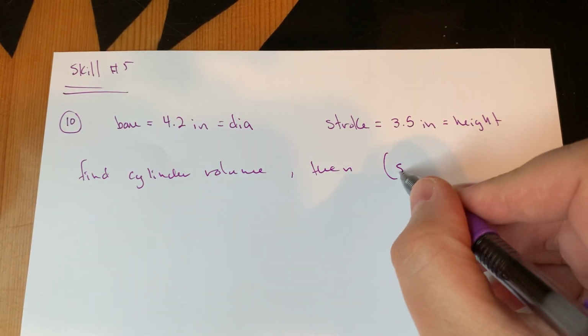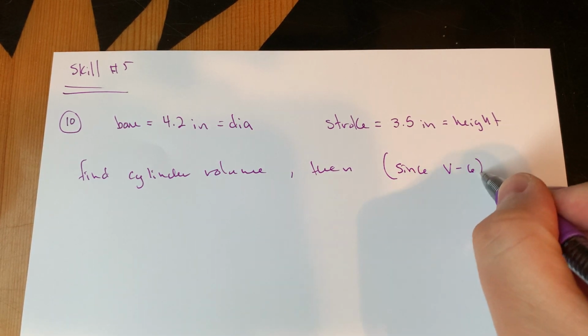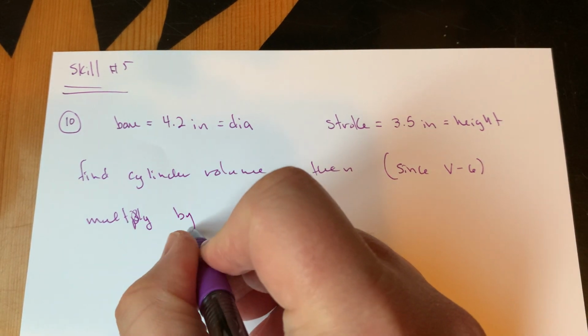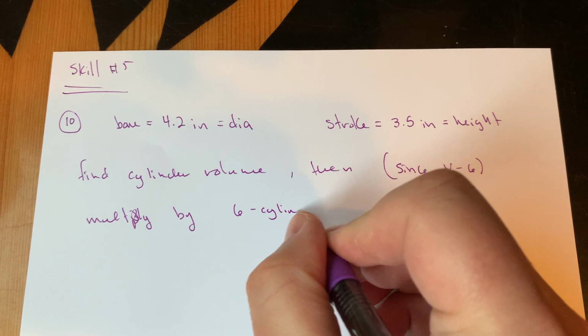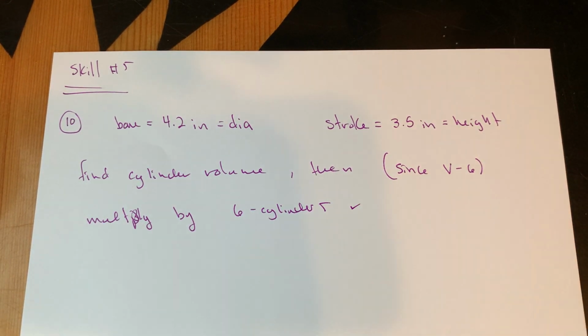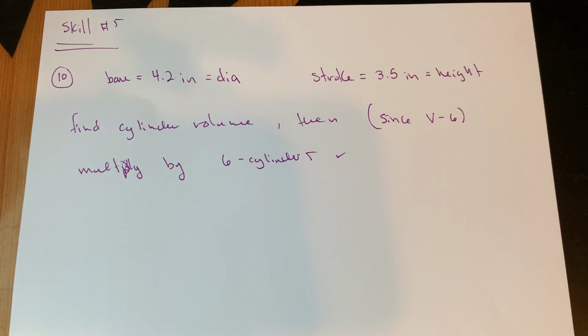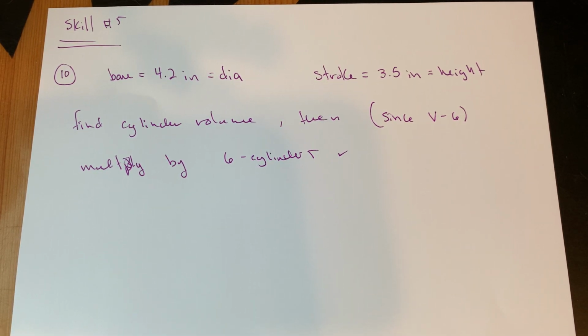And then, since this is a V6, all we're going to do is multiply by 6 cylinders. So this is a very fast add-on to our initial problem. Find the starting volume for these cylinders, and then our total engine displacement is just whatever that individual cylinder displacement is times the number of cylinders in your engine. So you do that and you're good to go.